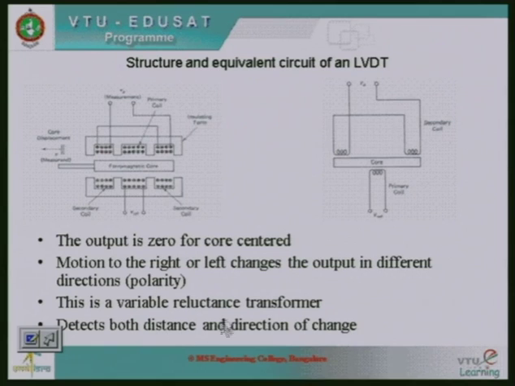The advantage of having an LVDT is that it detects both distance and direction of change. It's a very interesting thing. Suppose I want to find out whether something is moving: the displacement can be measured, and whether it is going forward or backward can also be detected. So you can measure the direction plus the amount of displacement. If the core is placed here and moves farther, you can find out how much displacement has occurred, and also whether the core is going back or going front, and that is why we call it a linear variable differential transformer.